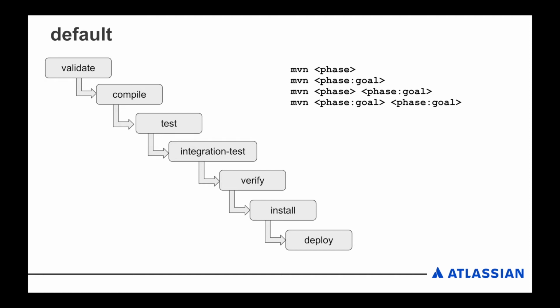So to execute the default lifecycle, you can provide a phase with the Maven command, like mvn phase, or you can define it with mvn plugin:goal, or you can use them together like mvn phase plugin:goal. And if I execute a Maven phase like mvn install, the phases before that, like validate, compile, test, integration test, and verify, will execute as well.